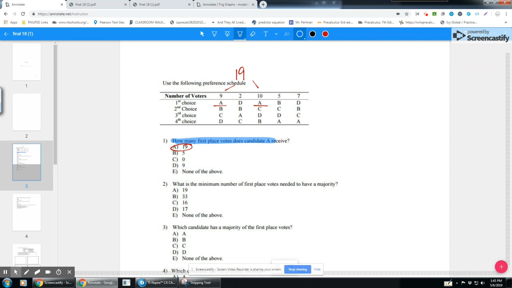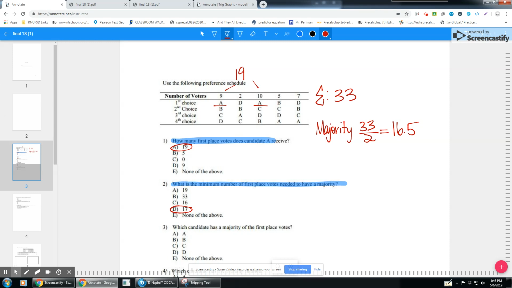Now your second question asks, what is the minimum number of first place votes you need? We've talked about this. You need to add up all your votes. So 9 and 2 is 11, plus the 10 is 21, plus another 12 is 33. To have a majority, you need more than 50%. So 33 divided by 2 is 16 and a half, so you need 17 votes to cross over the 50% mark.